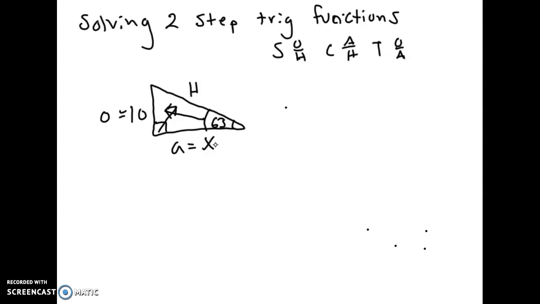I'm going to use tangent for this example. So I'm going to create my tangent function. So the tangent of 63 degrees, I'm going to make sure to put it over 1 so we can create that ratio, is equal to O, which is our 10, over X.